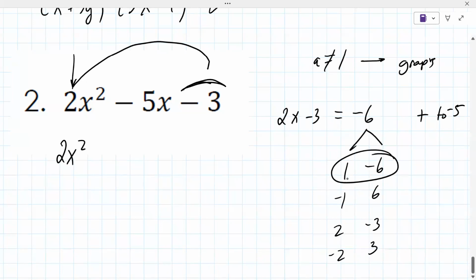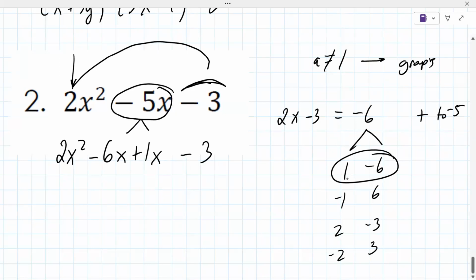It would be +1. So I disagree here. What we're doing is we're breaking apart the -5x into this. And because we want to do GCF factoring, I think the -6 pairs better with the 2, because they both are divisible by 2.